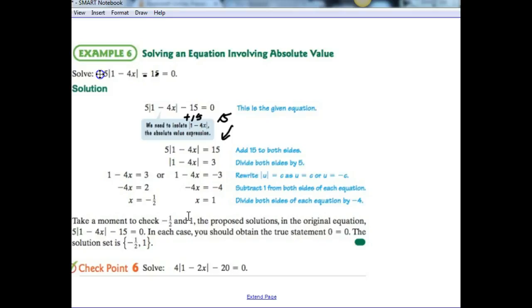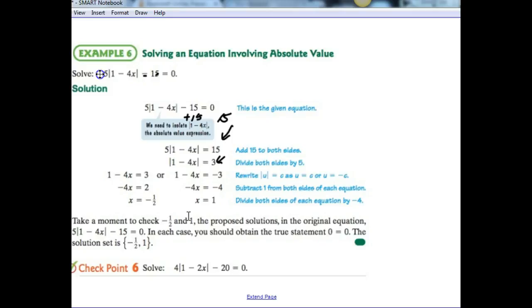When I do, it will eliminate the 5 on the left side and just become a 3 on the left side. So I have the absolute value of 1 minus 4x equals 3. Now here's the unique thing about an absolute value. Anything inside an absolute value could be positive or negative, because remember, the whole concept of absolute value says it turns negative numbers to positive, as well as if it's positive, it just keeps it positive.